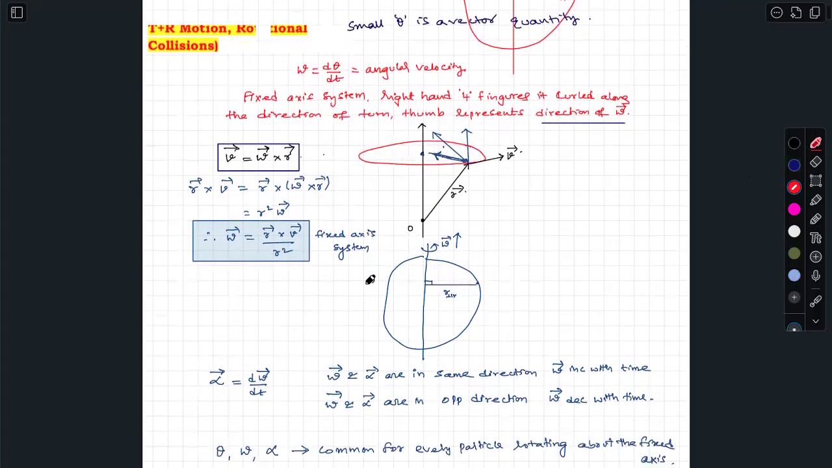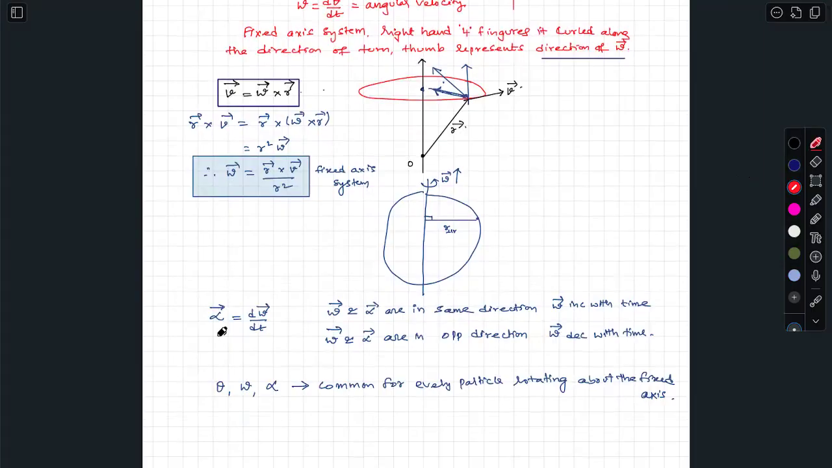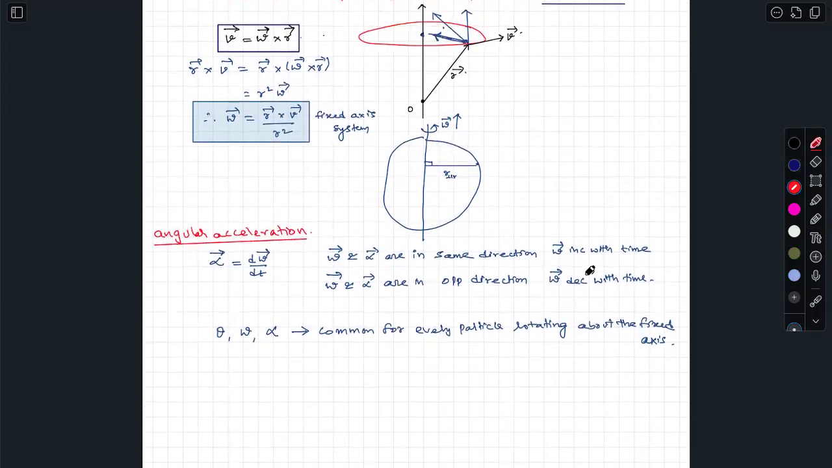Right. Next, angular acceleration. This is called angular acceleration. So what is angular acceleration? It is defined as the time rate of change of angular velocity. Here, if omega bar and alpha bar are in the same direction, like linear velocity and linear acceleration in the same direction, speed increases. Similarly, here the magnitude of omega bar increases with time. If omega bar and alpha bar are in opposite directions, omega bar decreases with time.